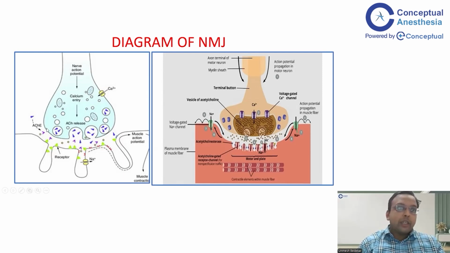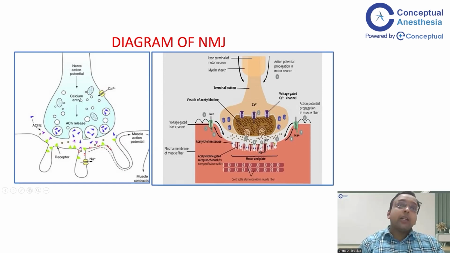And this enzyme here, which is the acetylcholinesterase, breaks down the acetylcholine, leading to muscle relaxation. So these are the vesicles of acetylcholine where it is stored and released into the synaptic cleft for the motor end plate to get activated, for the contractile elements within the muscle fiber to get activated.